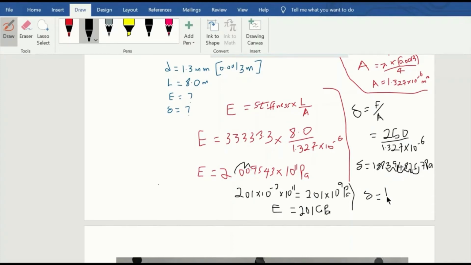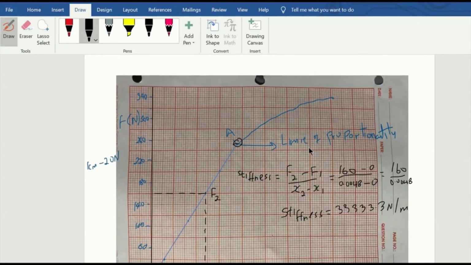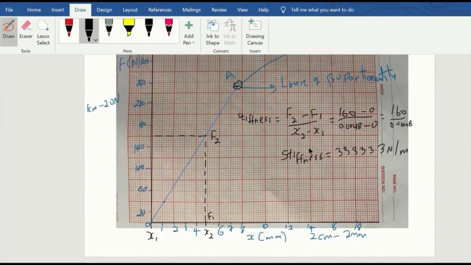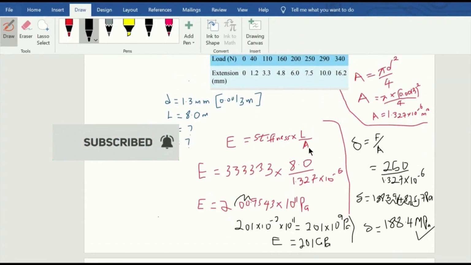So that gives us 188.4 megapascal. So that is the final answer. So here is how we solve questions that relate to the force extension graph. So this is our graph, and here are the values we got using the graph. So thanks for watching.